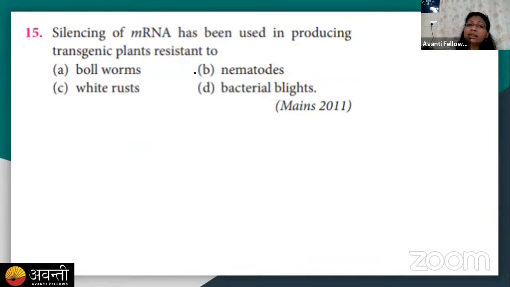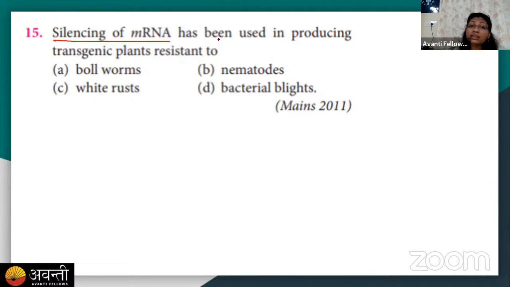The question says silencing of mRNA has been used in producing transgenic plants resistant to. Here we are saying we are silencing the mRNA. See, the same types of questions are appearing, but in a different format. So you have to be focused, be attentive while giving the answer, as the same question has appeared in several manners. Option A, bollworm; B, nematode; C, white rust; and D, bacterial blight.